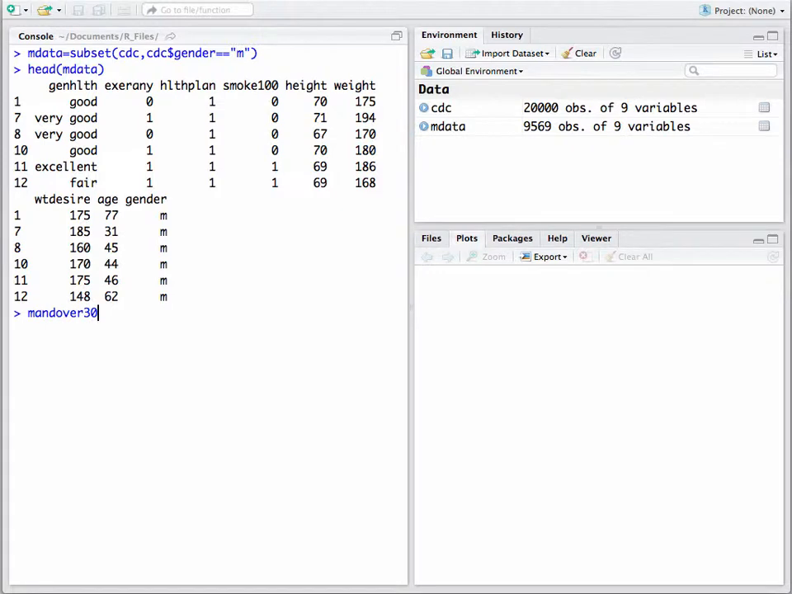I'm not going to put underscores like they do in the book, just to make my life a little bit easier. And I'm going to put equals, and I'm going to say subset, again using the subset command. We know how to get males. First of all, I have to tell you where I'm coming from. I'm coming from the CDC data set. And I go CDC dollar sign gender equals male. And now I need to use the conjunction and.